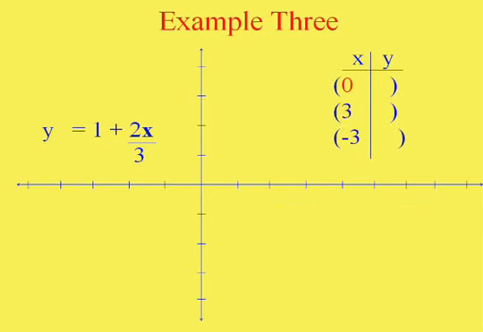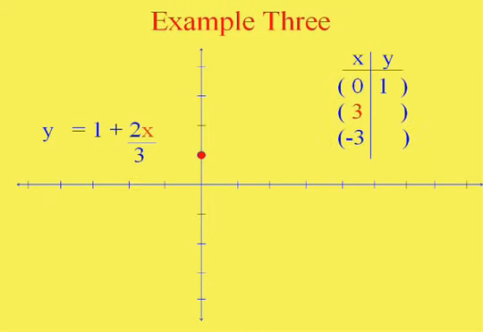Oh, my God. Watch. I'm going to put in 0, and of course that'll cancel. 2 times 0 is 0, and I get a 1. That's easy. Go over 0 and up 1. Now let's put in 3. That's a multiple of 3. Look, the 3's cancel. That's why I put in a 3. And I'm left with 1 plus 2. That's a nice easy number.